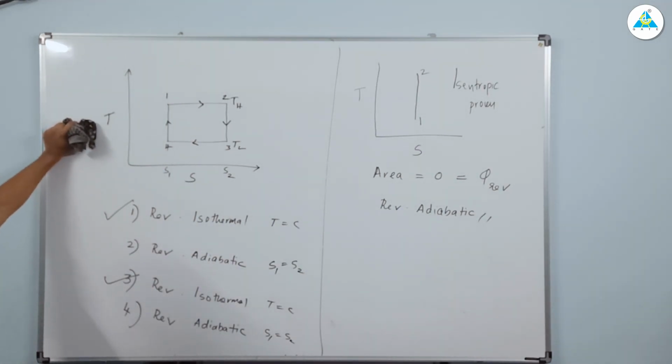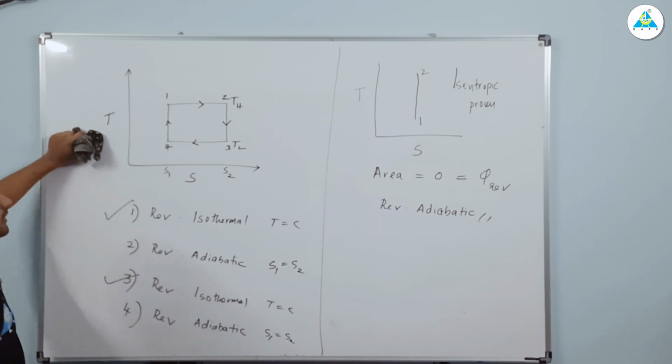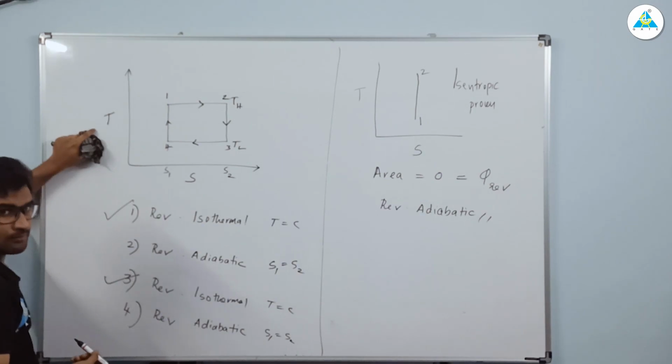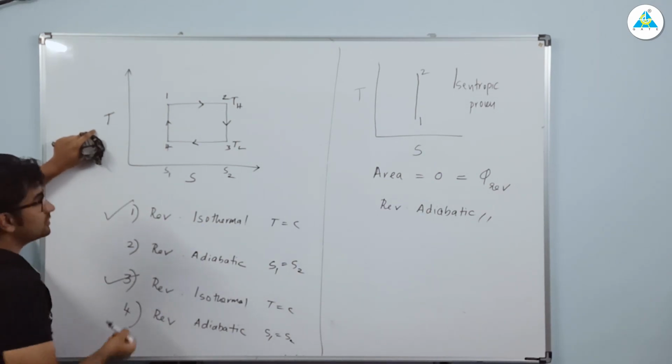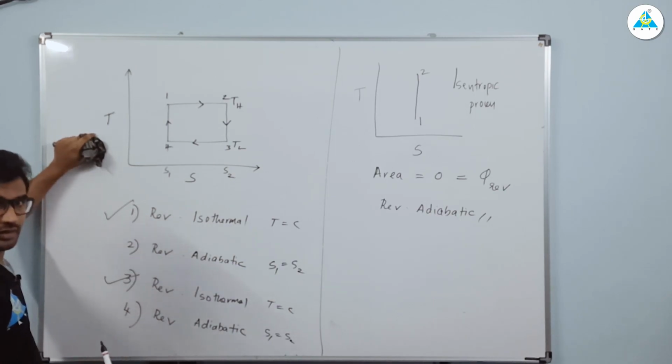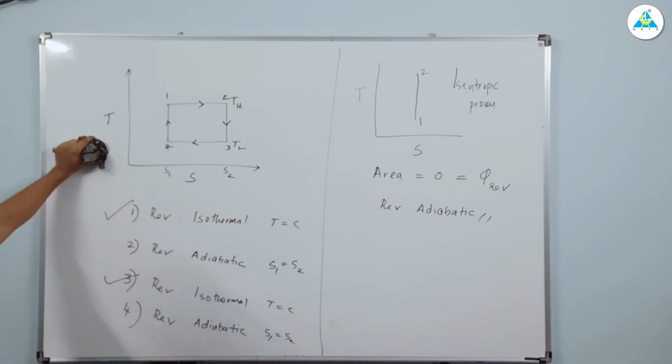Clear? So tell me, what will be the area inside this diagram? It will be your work output. How will it be the work output? Very simple. What is the area under 1, 2, 3? That is during expansion. The area under the expansion will be this entire thing. That will be your heat transfer QH.